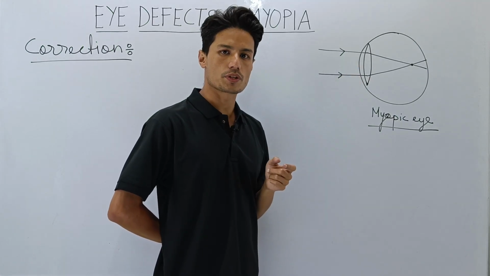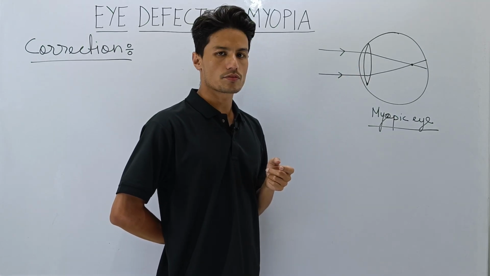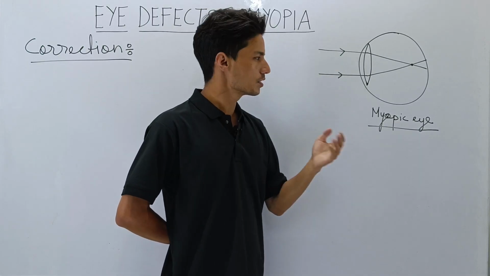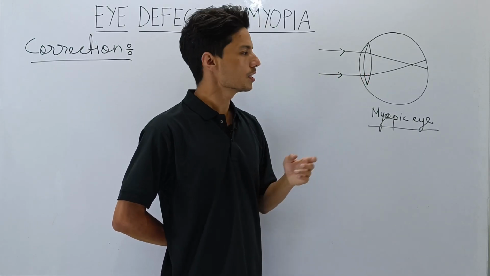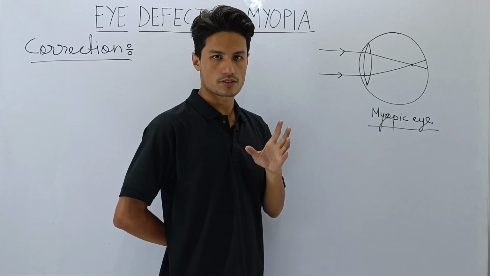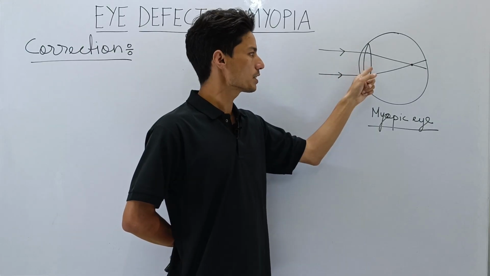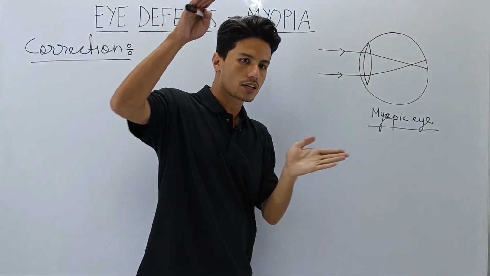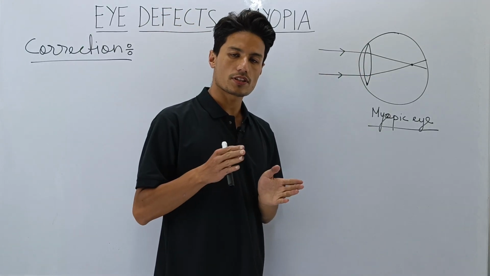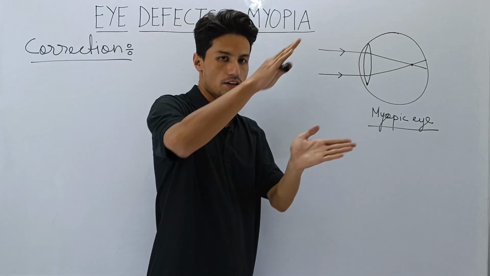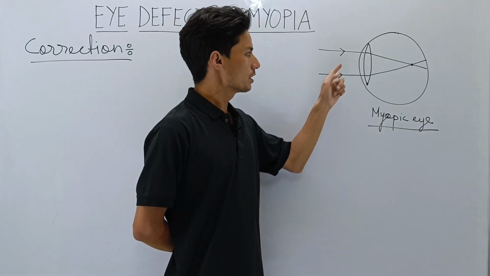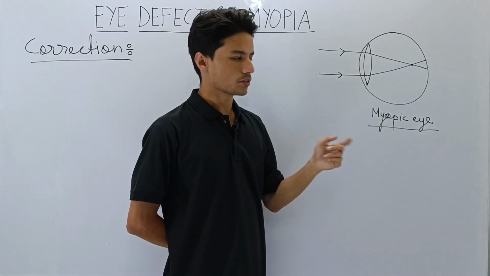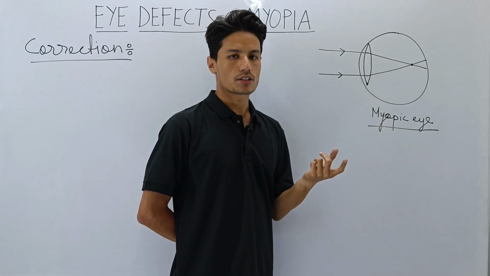So which type of lens should be used? Should we use another convex lens? No. If we use another convex lens, that will make it worse. So what type of lens should be used here? We should be using a concave lens, which is of the opposite nature of what a convex lens does. Convex lenses converge light rays. Concave lenses, on the other hand, diverge light rays. So the solution to this problem will be to use a concave lens. So the correction for myopia is a concave lens.